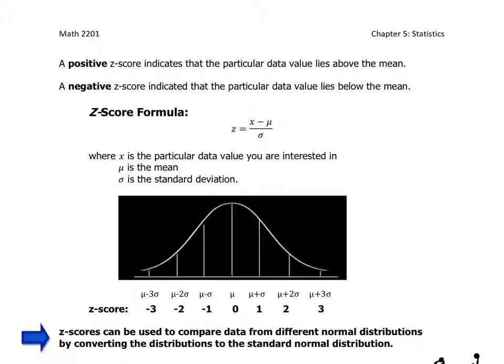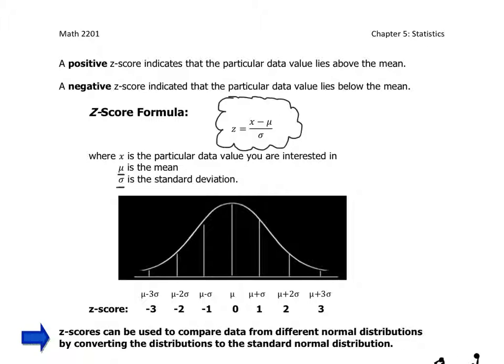It's not going to actually be labeled as the z-score formula. You will just see z equals x minus the mean over the standard deviation. So x is the particular data value you're talking about. This little symbol here is another symbol that we use for the mean, and this symbol here, which you're familiar with already, is used for standard deviation.